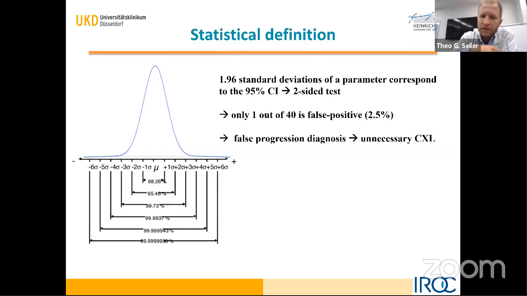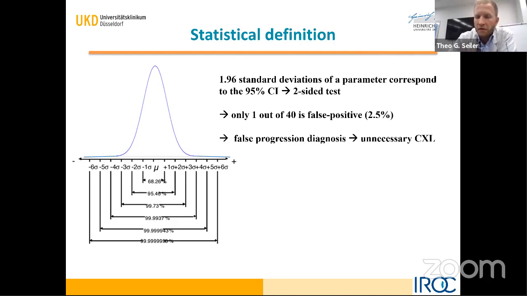Everybody knows this from statistics, it is roughly 70% of the area under the curve, or the data sets included. 95% is within 2 standard deviations. And if you go up to 3 standard deviations, you include 99.7% of all measurements. However, you somehow need to set a threshold. When does progression start or regression start? And there's a consensus that this is within the 95% confidence interval, meaning that we have 1.96 standard deviations.